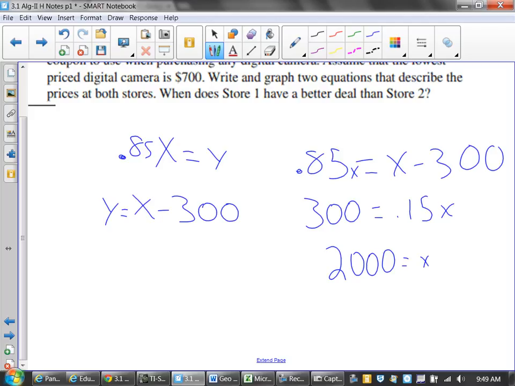All you have to do is to say, what's 2001? Substitute into both those equations, see who has a better deal. Does that make sense? Yeah. All you're doing is comparison shopping.